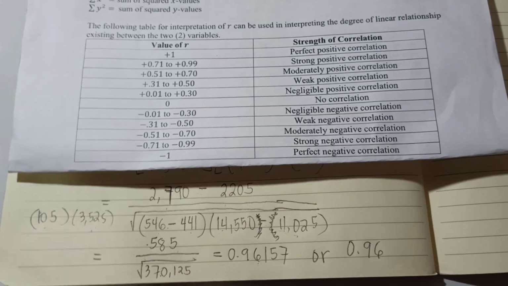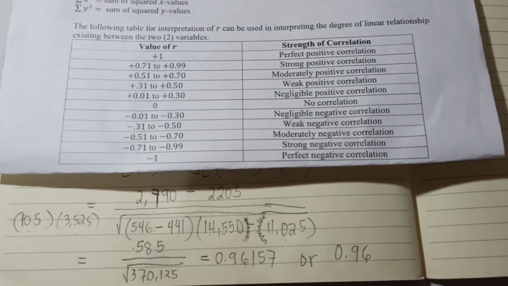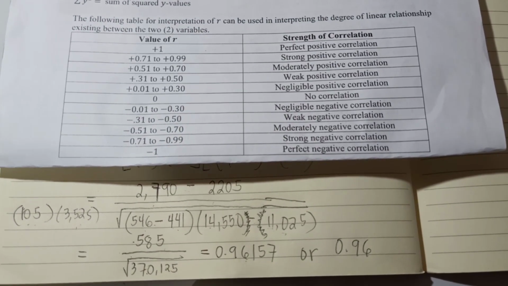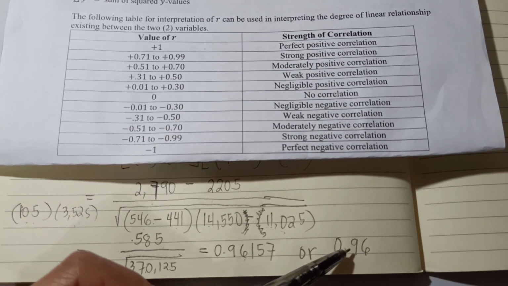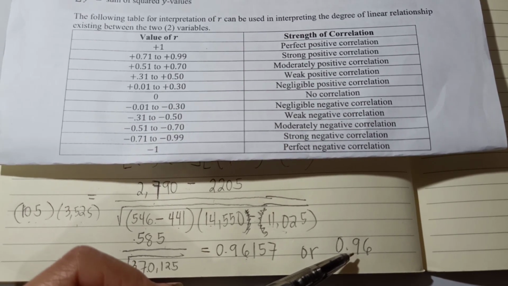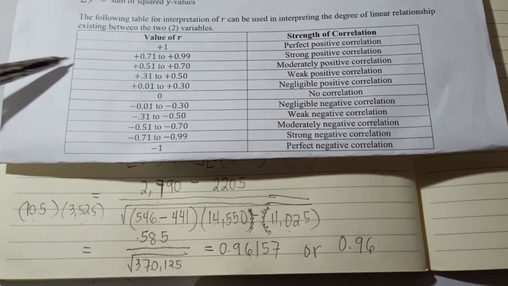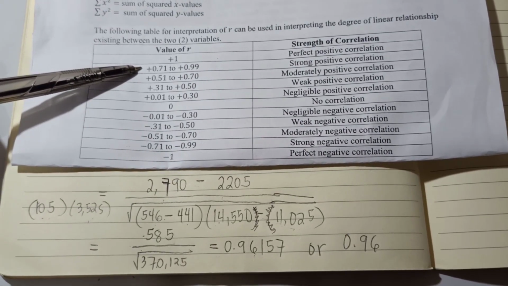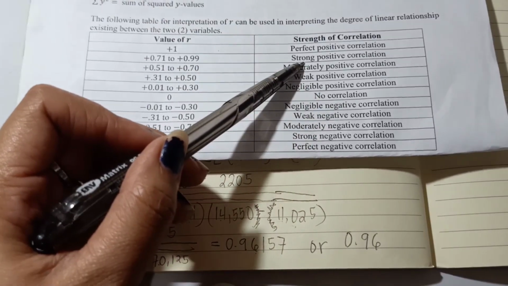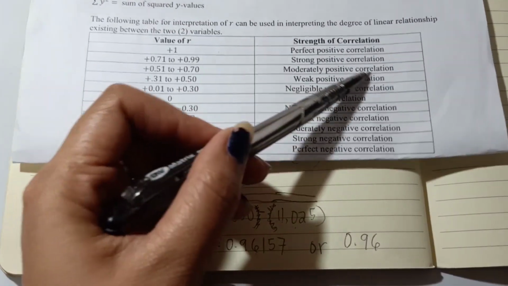0.96. And then, after nun, babalik ka dun sa table na pinakita kanina. So, hanapin mo saan pumasok si 0.96. So, positive yan. Wala namang negative na nakalagay. So, si 0.96, pasok siya dito kay 0.71 to 0.99. Therefore, there is a strong positive correlation.